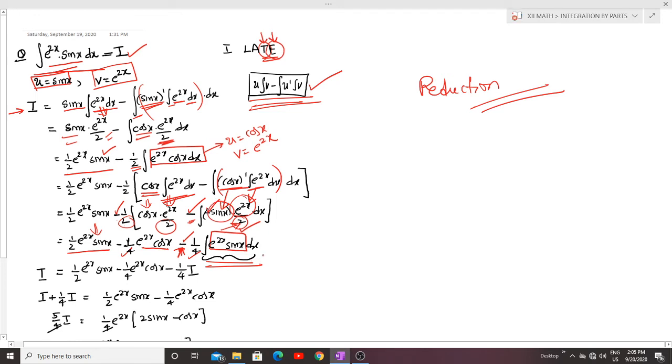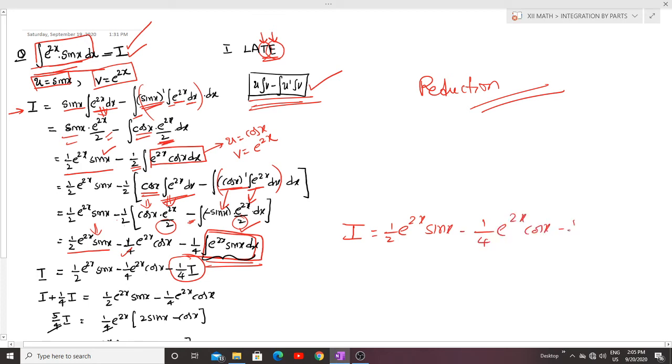So what do you understand from this one? See, look, this one is I, which I have taken as I. So I can substitute that as I. So it is minus 1 by 4 I. But I needed to find the integral I. What is I? So for that I got I is equal to 1 by 2 e power 2x sin x minus 1 by 4 e power 2x cos x minus 1 by 4 I.